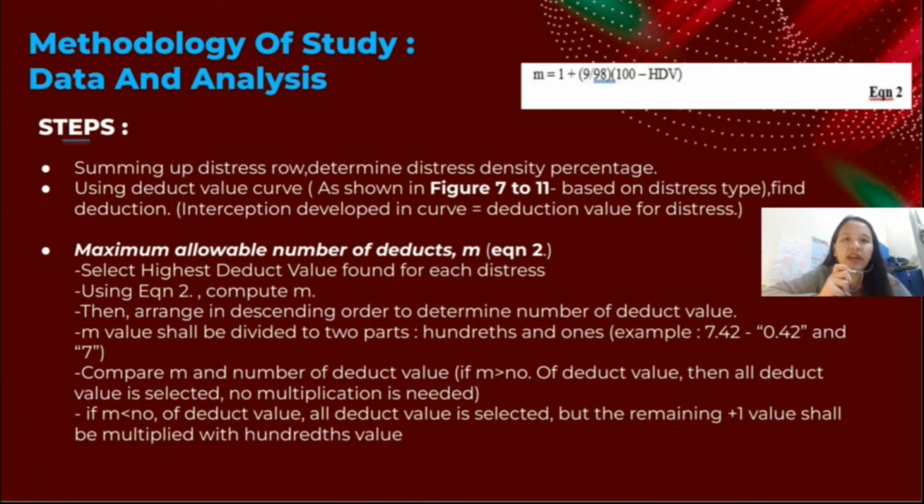Then we need to compare m and the number of deduct values. For example, if m is larger than the number of deduct values, then all deduct values shall be selected and no multiplication is needed. But if m is lower than the number of deduct values, then all values should be selected, but the remaining plus 1 value should be multiplied by the decimal value.